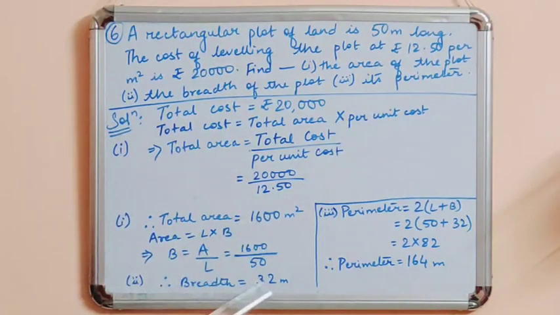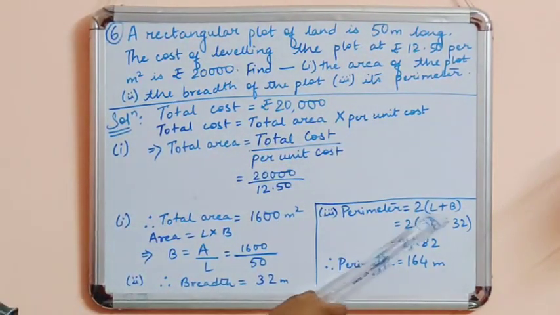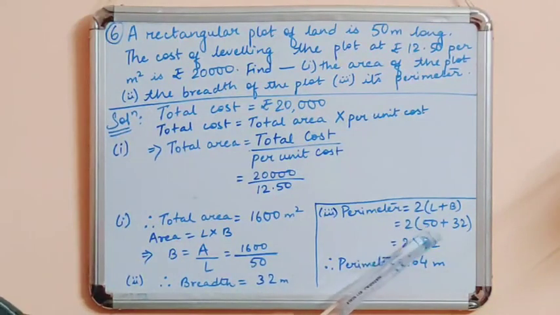Now we have both the units, breadth and length. We can easily calculate perimeter. So perimeter is 2 into length plus breadth, that is equal to 2 into (50 plus 32), 2 into 82. So perimeter is 164 meter.